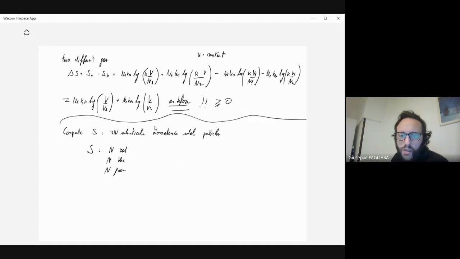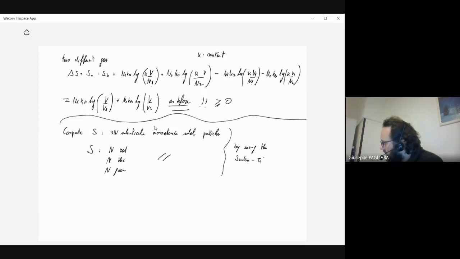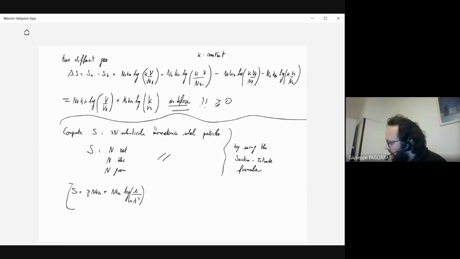Well, these colors are, of course, just an example. What you use, of course, is the Sackur-Tetrode formula. Let me just tell you the result, then if you want we can try to do it. Let's do it anyway. It does not take too much time. Now S is equal to 3 alpha n kB plus, let's write the final formula that we obtain, n kB logarithm of V divided by n lambda cubed. This is the formula that we need to use.